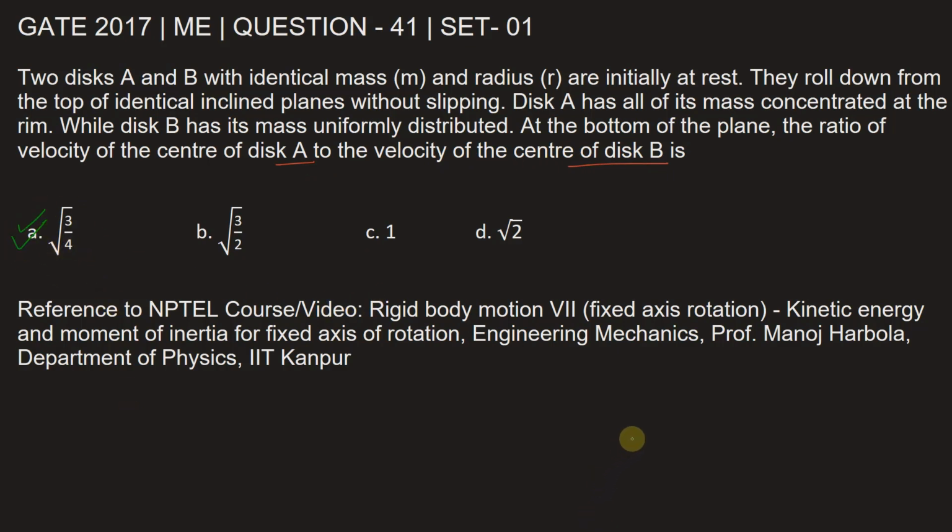To learn about rigid body motion, kinetic energy and mass moment of inertia of objects, you can refer to the NPTEL video. Rigid body motion 7, fixed axis rotation, kinetic energy and moment of inertia for fixed axis of rotation. It is from the course Engineering Mechanics by Professor Manoj Harbola. He is from Department of Physics, IIT Kanpur.